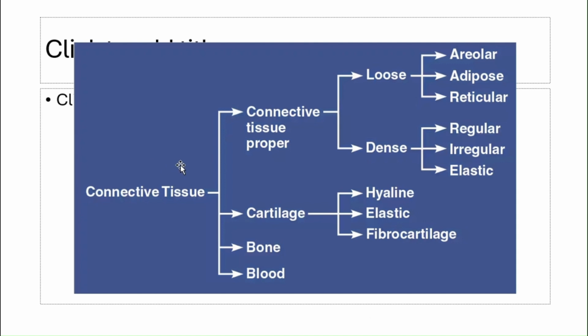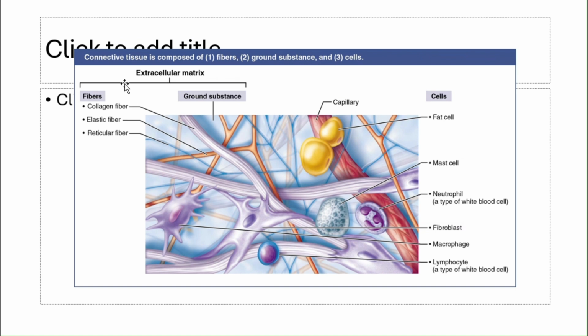The connective tissue is classified into connective tissue proper and cartilage, bones, blood. The proper connective tissue is divided into loose connective tissue and dense connective tissue. The loose connective tissue is areolar, adipose, and reticular, but the dense connective tissue is classified into regular dense connective tissue, irregular dense connective tissue, and elastic.